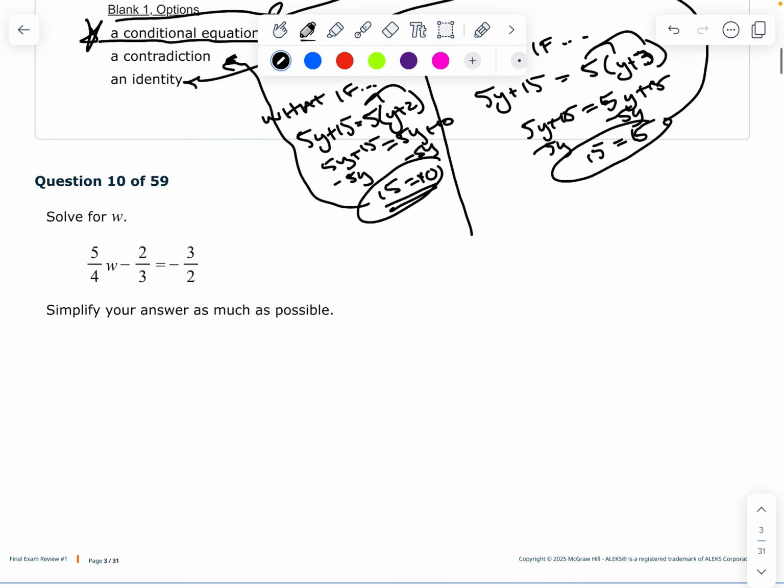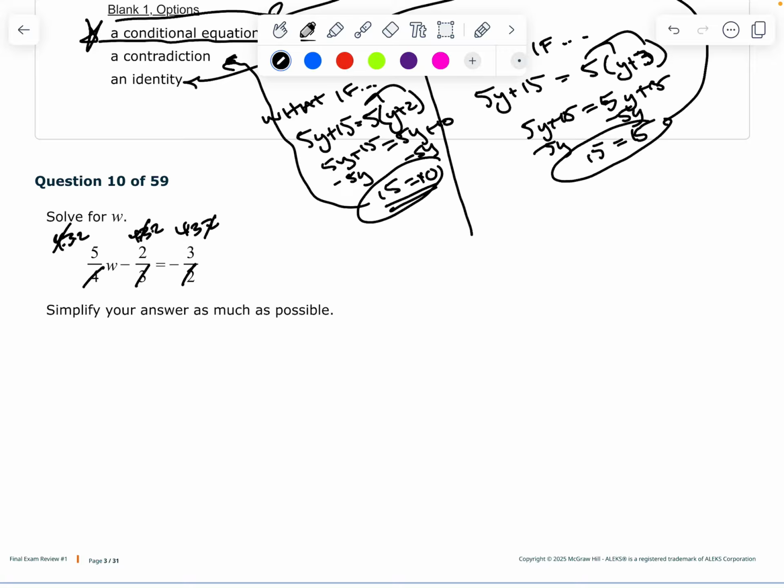Any fraction equation. So question 10, if we have fractions, the thing that we're going to do is try and get rid of the fractions first. We don't like to deal with fractions, so we'll multiply by every denominator, 4, 3, and 2. I'm doing that to every single fraction, and the things that match up top to bottom will eliminate.